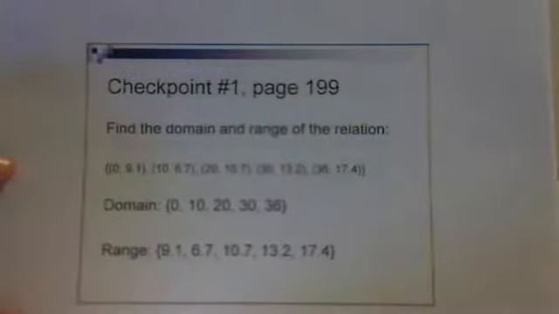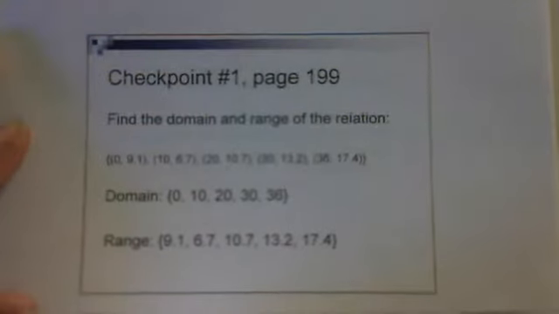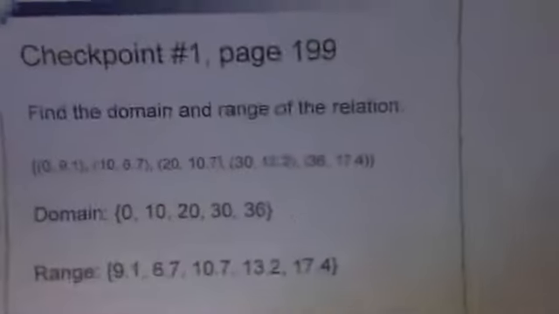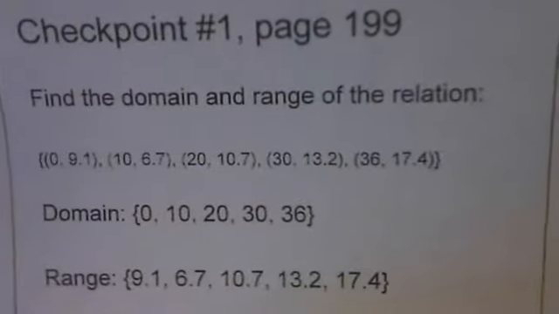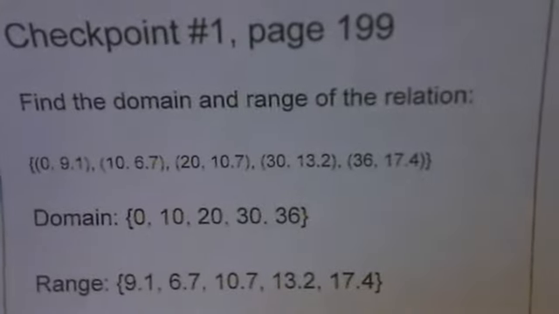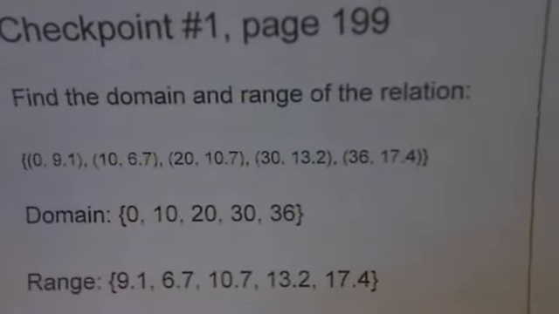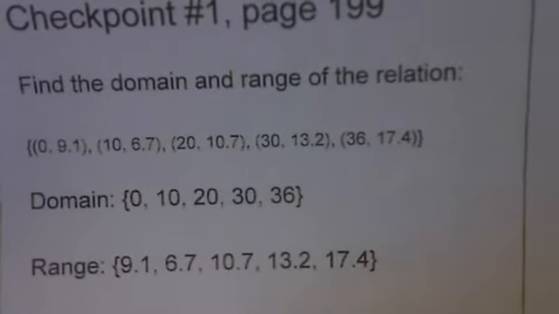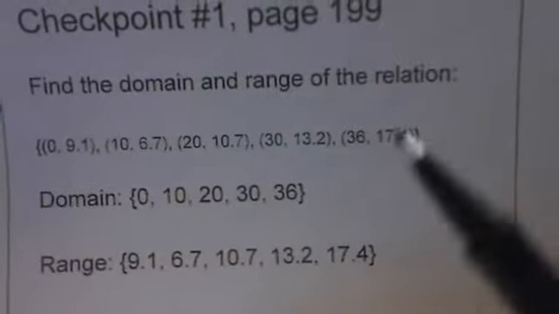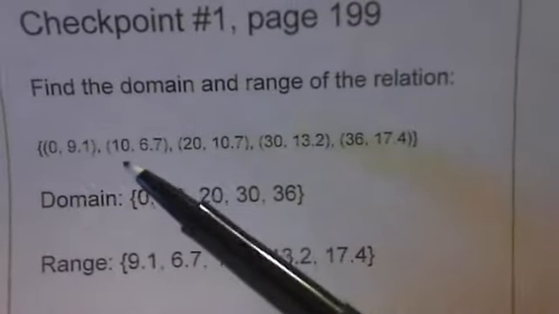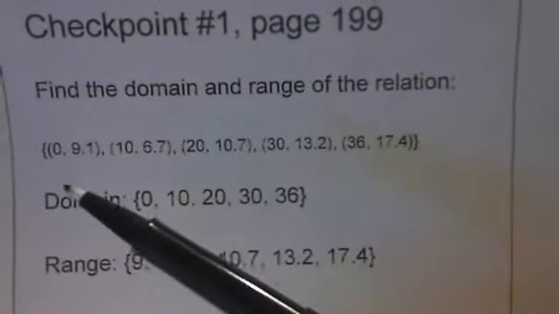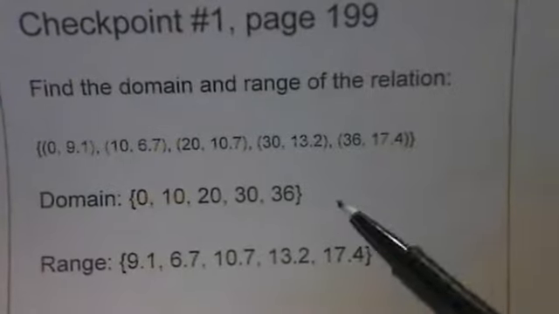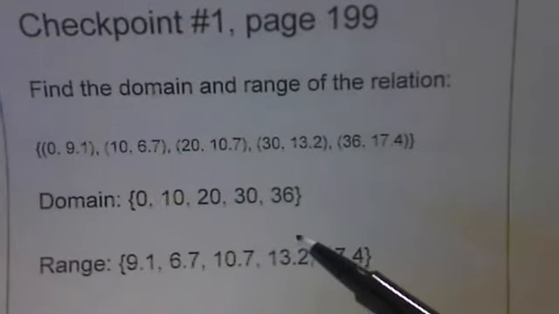Alright, another example would be finding the domain and the range of this relation. In this case, we got (0, 9.1), (10, 6.7), (20, 10.7), (30, 13.2), and (36, 17.4). And we want to find the domain and the range of this relation. In this case, the domain, that's a set of all the x coordinates: 0, 10, 20, 30, and 36. That's considered to be your domain.